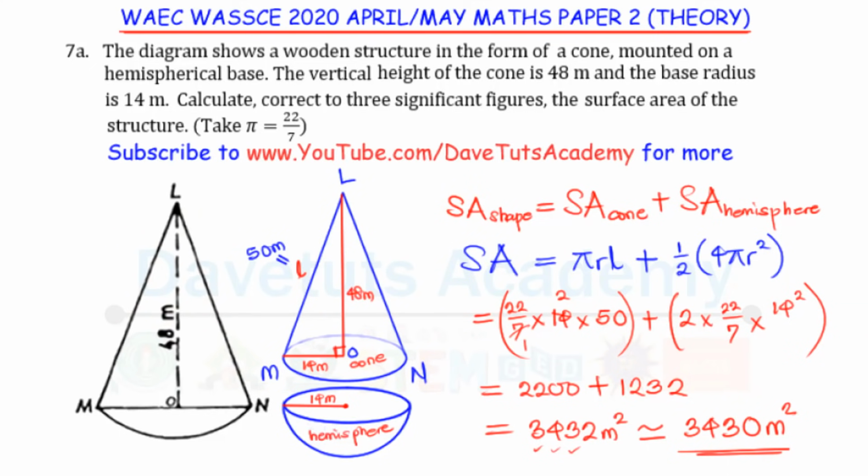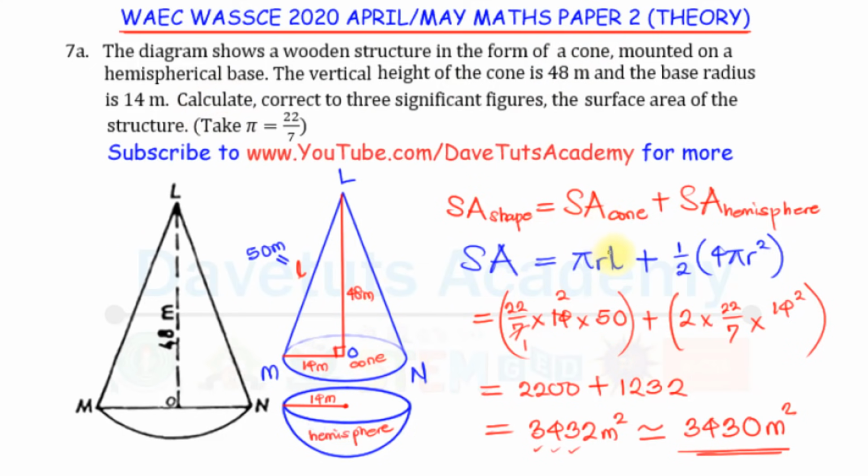What we just need to note as students is that we should not be confused with this shape and think it is a 2-dimensional diagram and say, yeah, this is a triangle and then here this is a semicircle. No, because we are talking about a wooden structure which is a physical shape. It is 3-dimensional, and that's why we should be talking about a cone and a hemisphere.